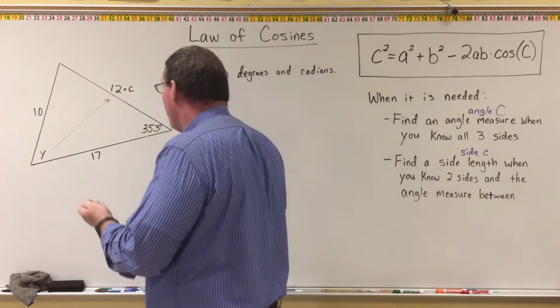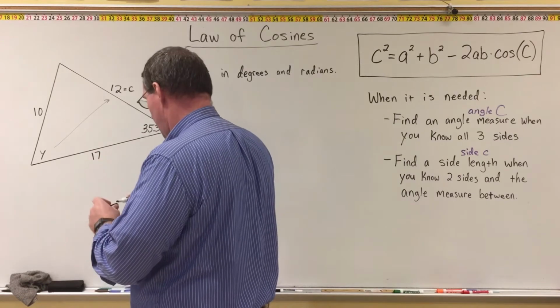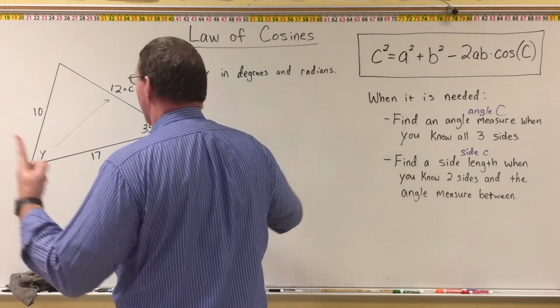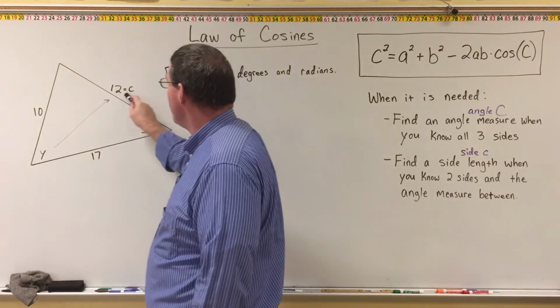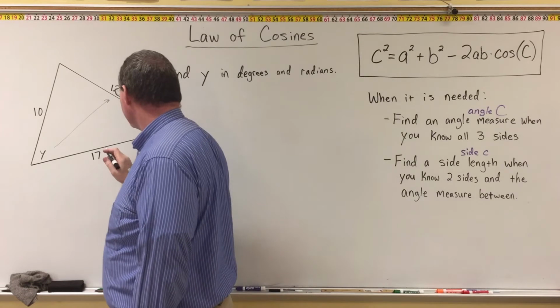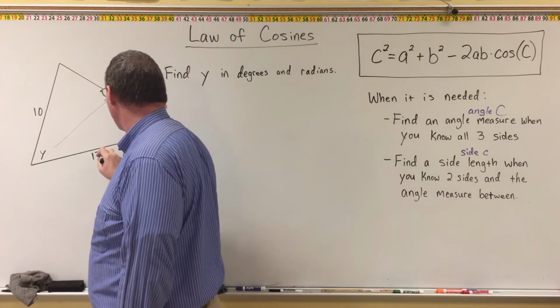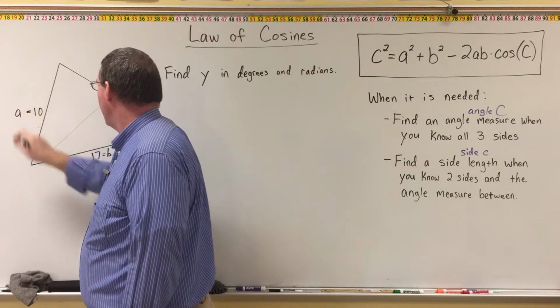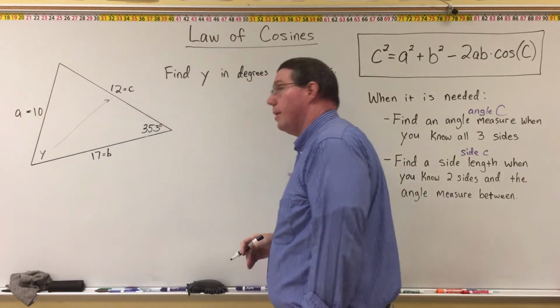Now, to find an angle measure with the law of cosines, there's only one way to do it. We need to use the three sides. So let's call this one B again, and then we'll call this one A. And now we're just going to do the exact same thing we did in the last example.